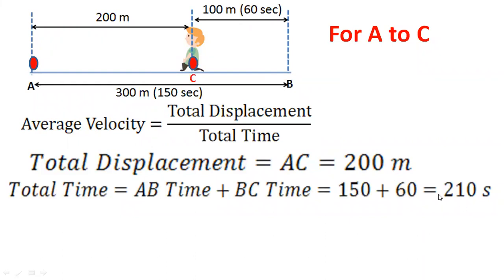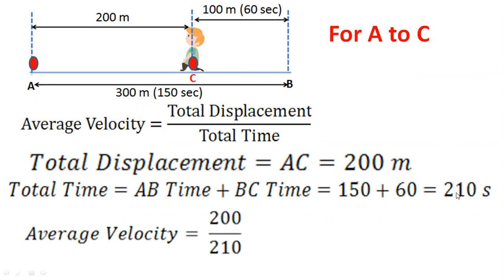Now let us just divide them. We'll get our average velocity. So average velocity is 200 by 210. Let us cancel those zeros. So it will become 20 by 21. And the final division: 0.952. So the final answer is 0.952 meter per second. So take a screenshot of this.